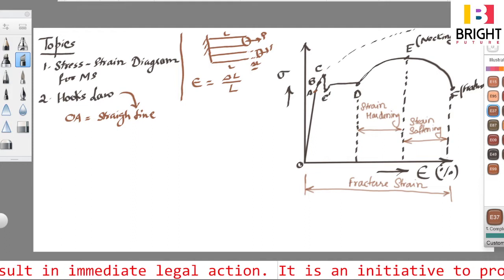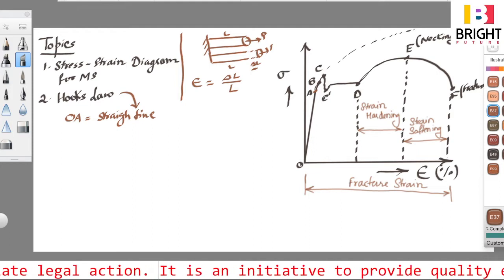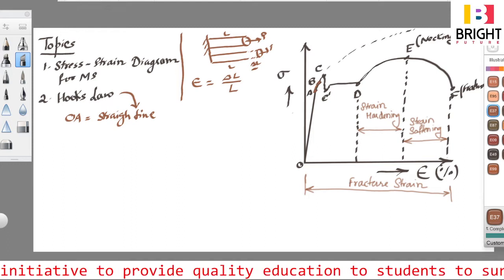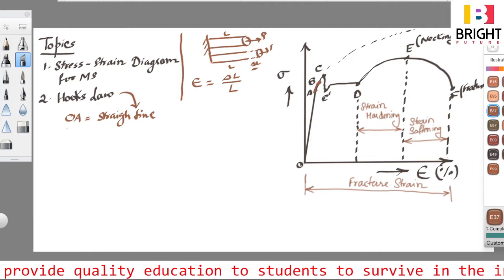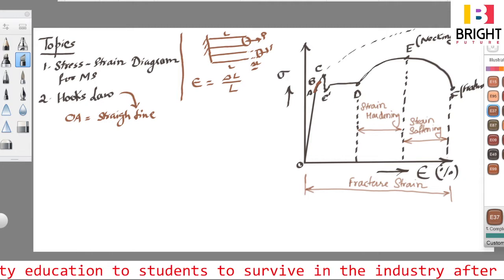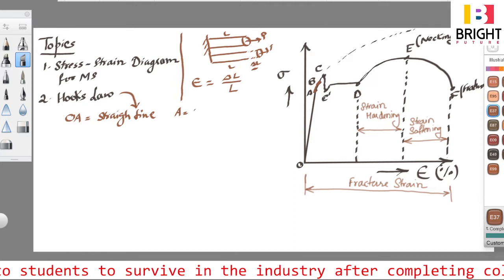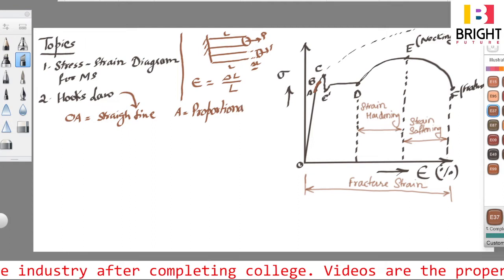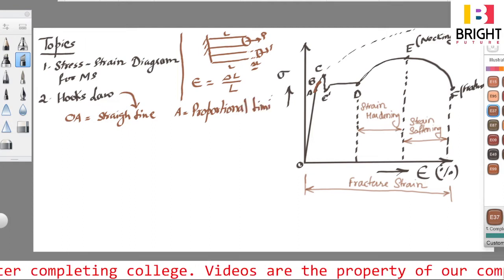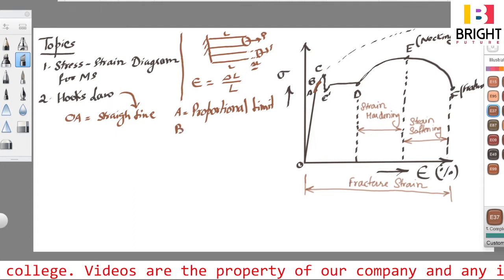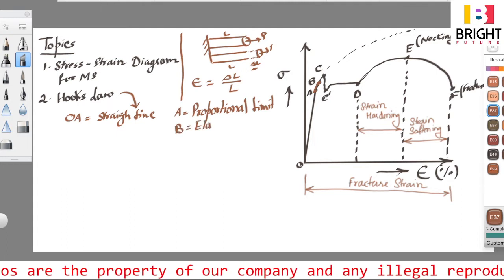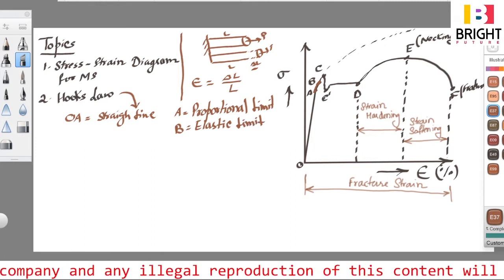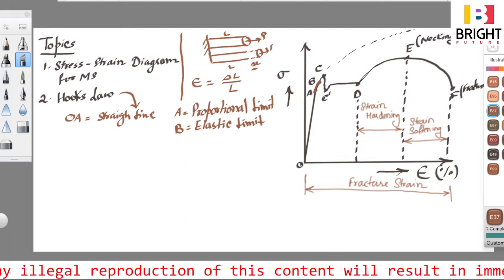However, the region between A and B is curved. This is not a straight line. This is curved. The point B is known as the elastic limit point. So point A is known as the proportional limit, right? And point B is known as the elastic limit, right?